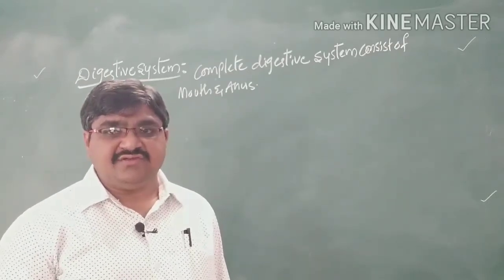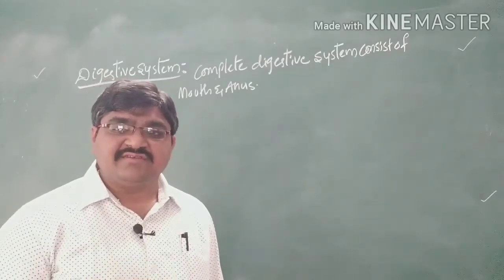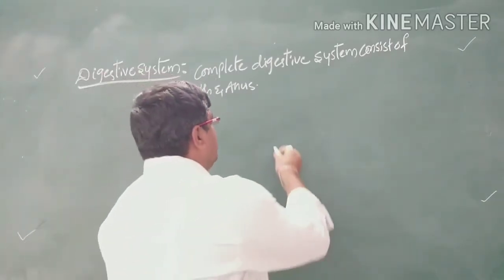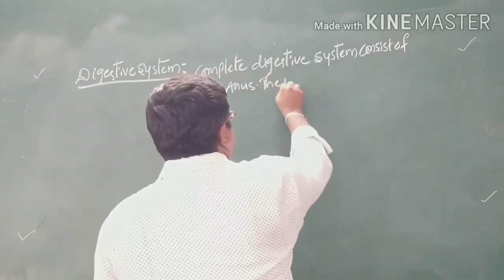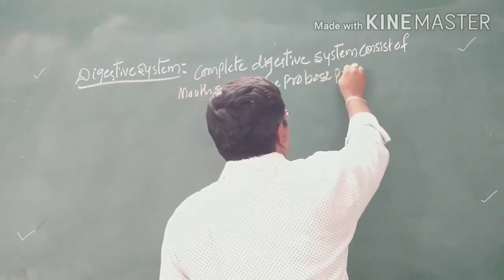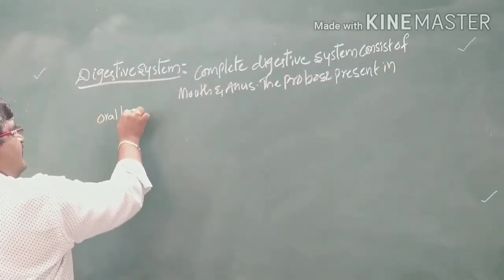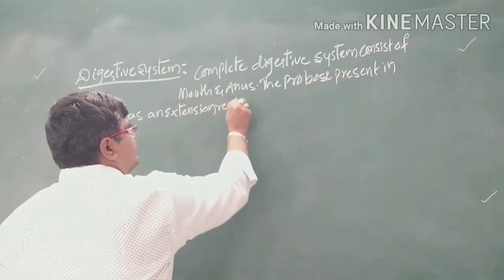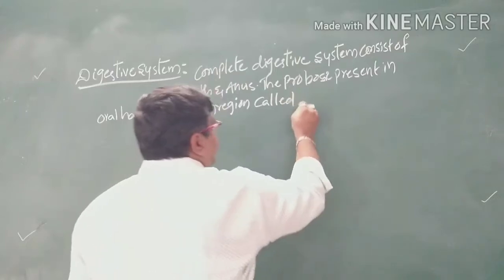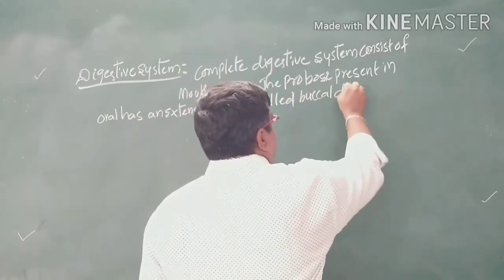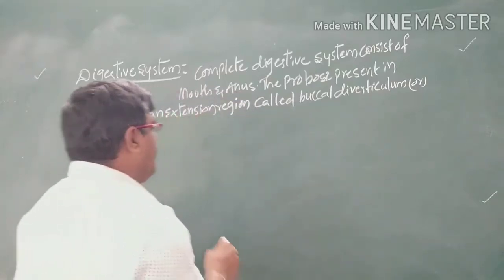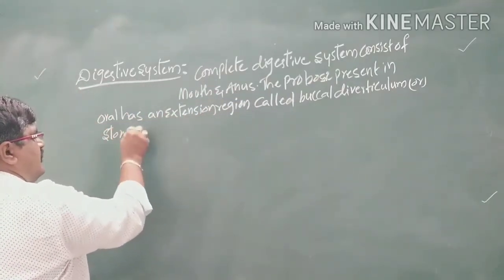That means the oral cavity, which has the mouth, is in the proboscis and has an extension region that is called a buccal diverticulum, or otherwise we can call it the stomochord.